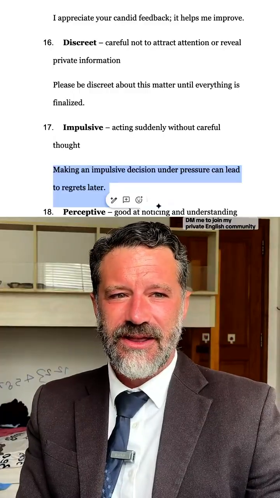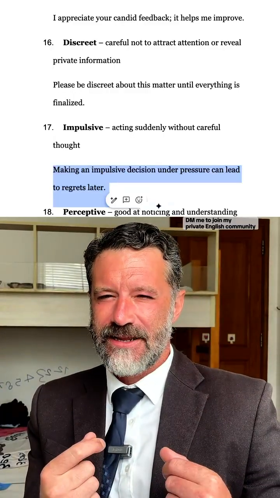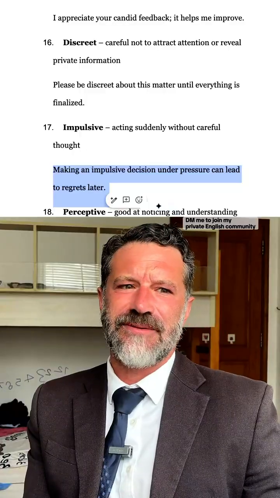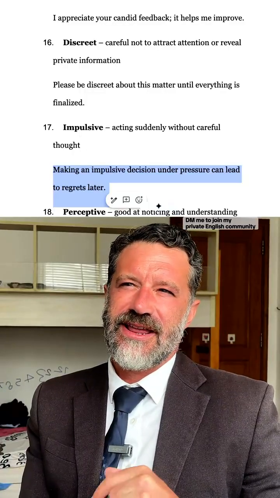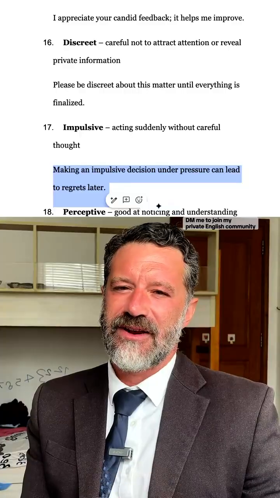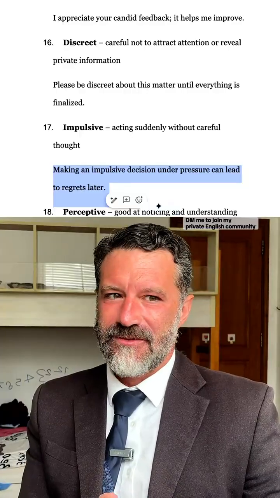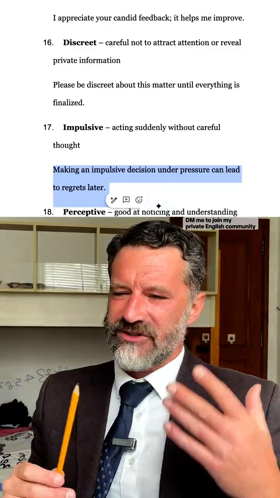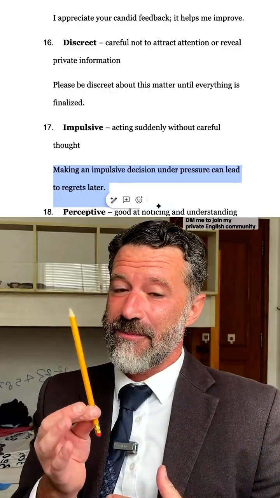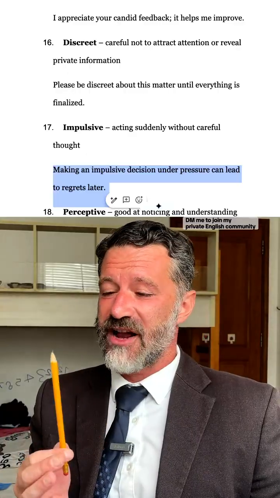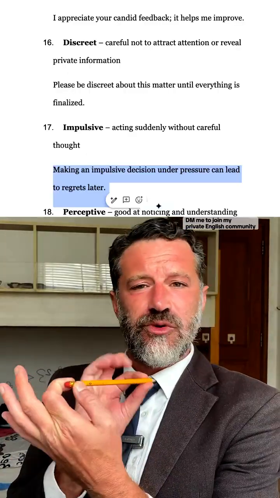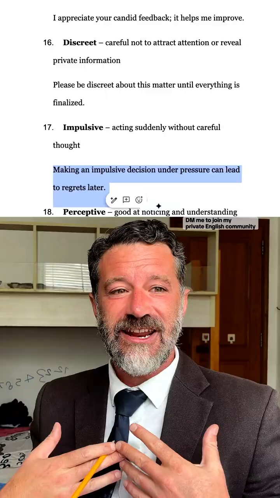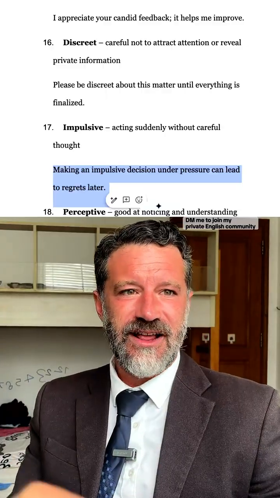So, impulsive. Making an impulsive decision. Impulsive would be an adjective, right? But you could also say impulse, like impulse buy. I bought something impulsively, right? Because I decided at that moment. When I went to the store, it was not my idea beforehand to buy a pencil. But when I was at the store, I saw the pencil and I thought, wow, that is the most beautiful pencil I've ever seen. I'm going to buy it right now, right? So that was an impulsive decision. I did not think about it ahead of time.